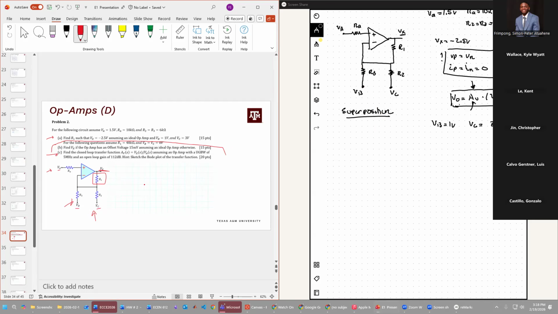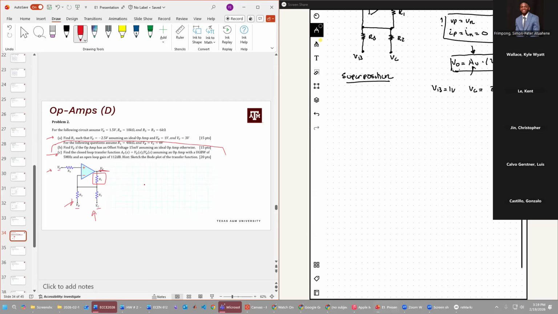In this case, I'll try and solve it directly just to see what that kind of solution looks like, the long way. And we'll go from there. So we have 1.5 volts. I'm going to actually write in the values now. So 1.5 volts for this. We have RA equal to 10 kilo ohms. This is going to the positive terminal of this op amp. And we said R3 is 6K.